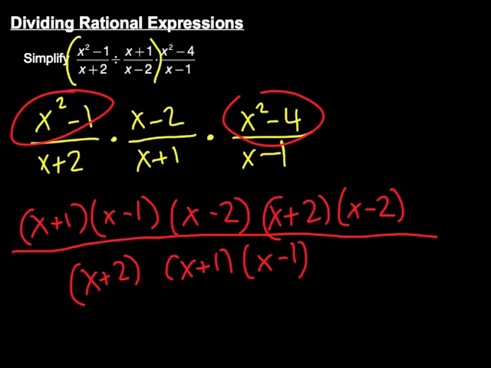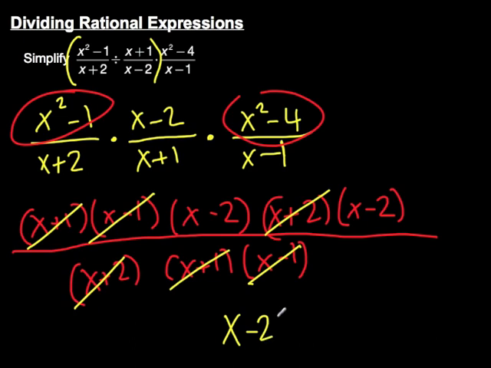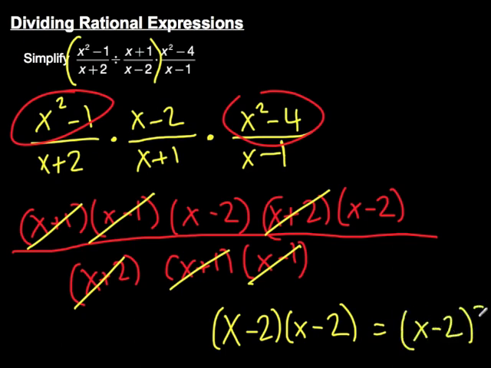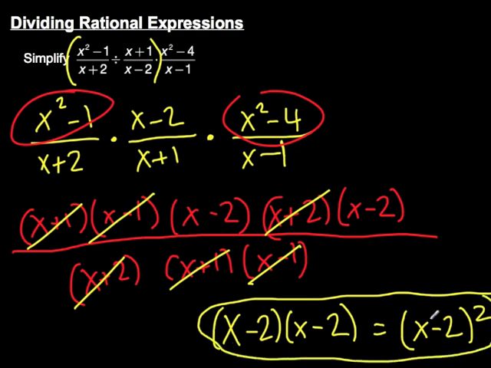Let's see what we get left over with. x plus 2 cancels with x plus 2. x plus 1 cancels with x plus 1. x minus 1 cancels with x minus 1. We're left with x minus 2 times x minus 2, which is the same thing as saying x minus 2 squared. Either of these will be valid answers. Just this is a little more consolidated than the other one is.